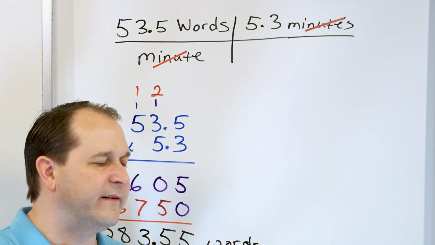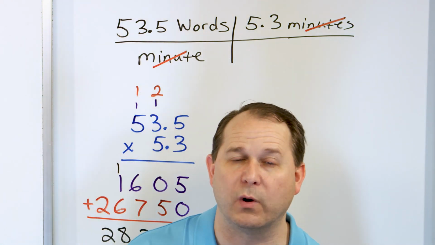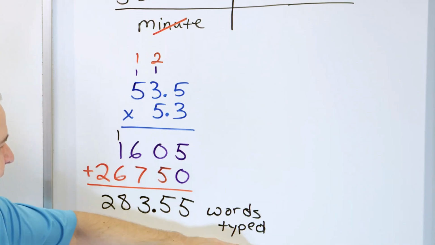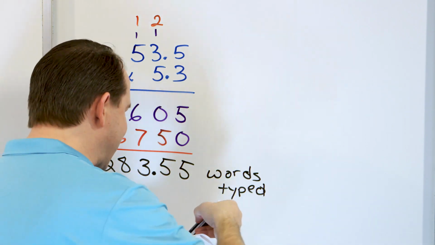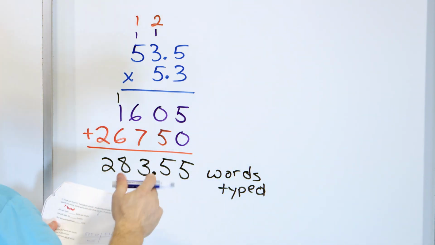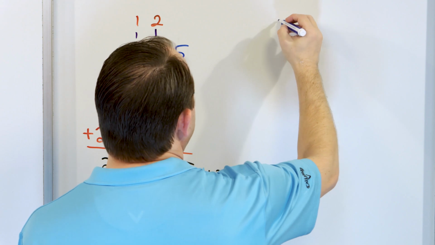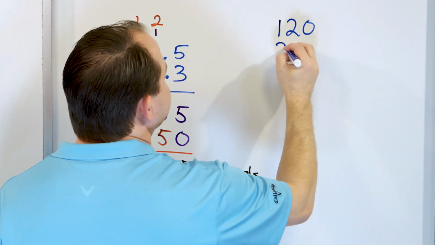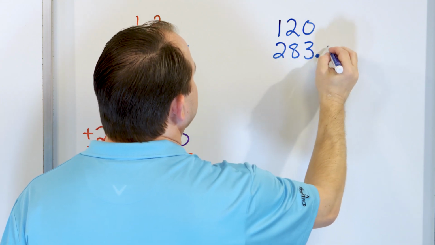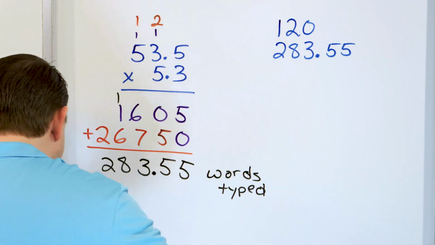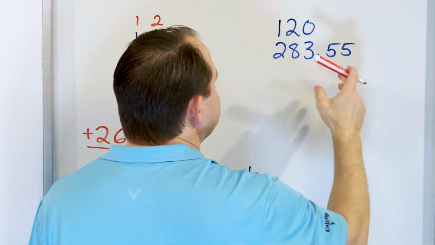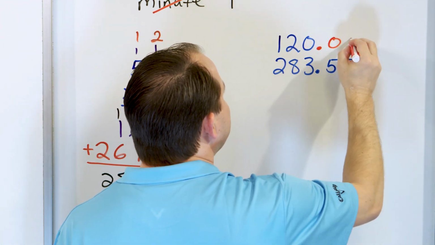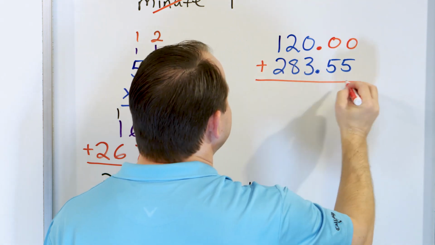But that's not all, because it says the document already had 120 words in it. And now we know that we just typed out this many words. So how many words do we have altogether on the page? That's what we're trying to figure out, right? So I take the 120 words and 283.55. Now in order to add these, I want zeros everywhere. So I remember there's always an invisible decimal after a whole number, and I can put zeros here. So I'm going to add these numbers together.